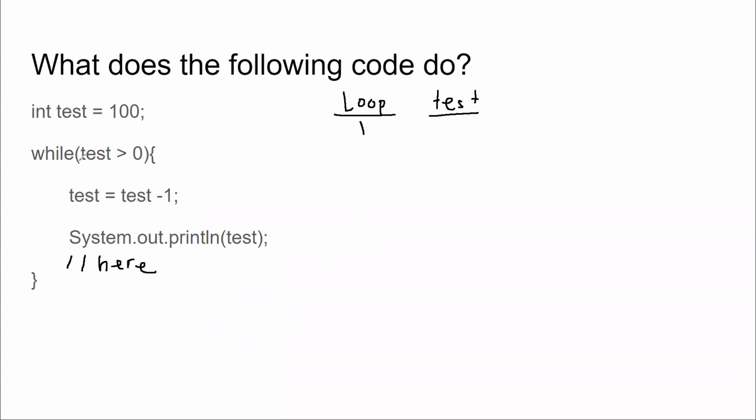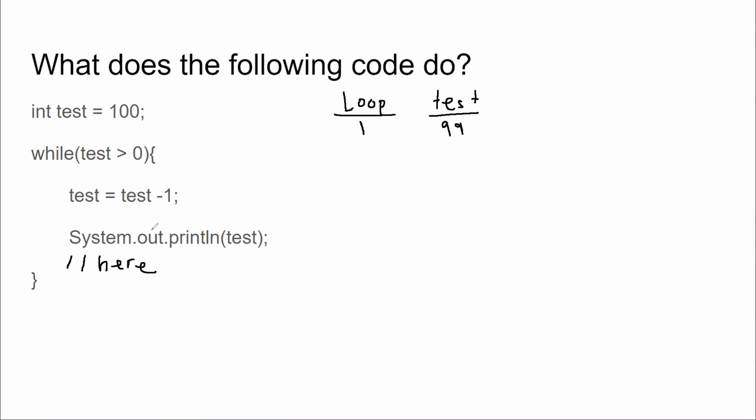So test is 100. While 100 is greater than 0, we're going to take 100 and subtract 1 from it. 100 minus 1 is 99. And then we're going to print out test. So here we set test to 99, and here we print out whatever test is. Since test was 99, test is going to be 99. Let me first print it out.